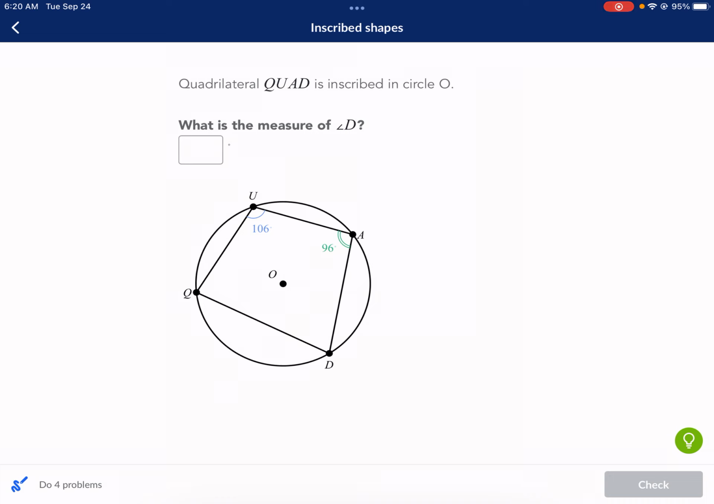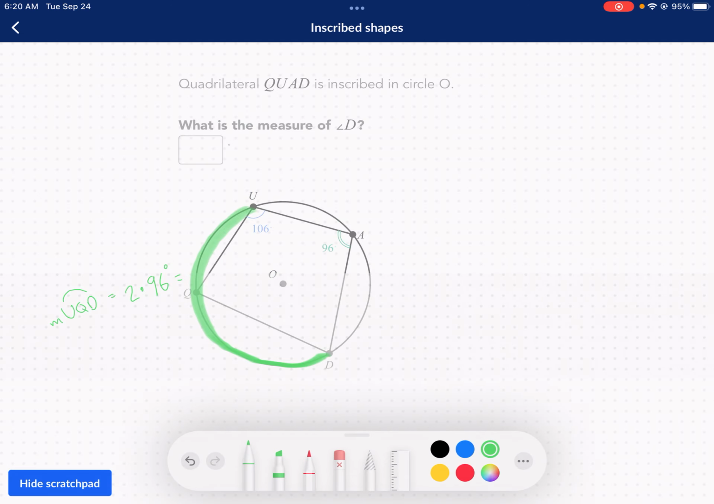This one is talking about inscribed shapes. This is my first time doing it, so let's see how it goes. It's talking about a quadrilateral here, and the circle is O, and it's asking for the measure of D. So one thing I note right away is we have these inscribed angles here.